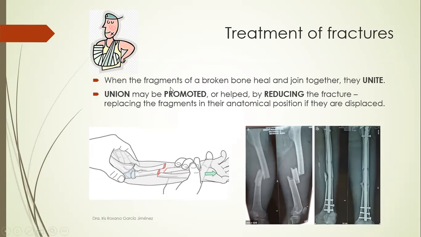Union may be promoted or helped by reducing the fracture, the same as in Spanish. We reduce a fracture, we don't replace it. We reduce the fracture and we promote the union. That's the replacing of the fragments in their anatomical position if they are displaced. It could be manual movements like here, antique techniques, I think, or surgical replacement. But this is the surgical reducing of the fracture.